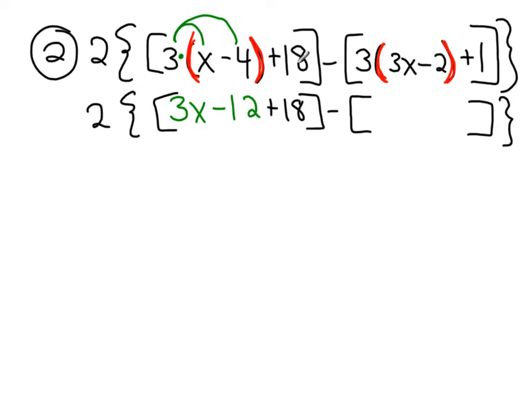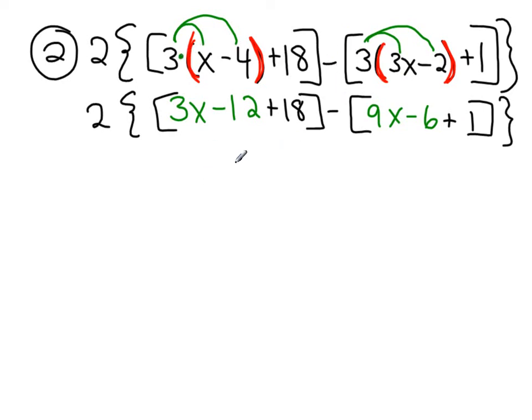But hey, look over at our other parentheses. We'll take a detour over there. We have 3x minus 2. Now they're not like terms, so they can't combine. We can't move on until we get rid of the parentheses, so we're going to use distributive law once more to get rid of them. So 3 times 3x is 9x. 3 times negative 2 is negative 6. And that plus 1 is still there.